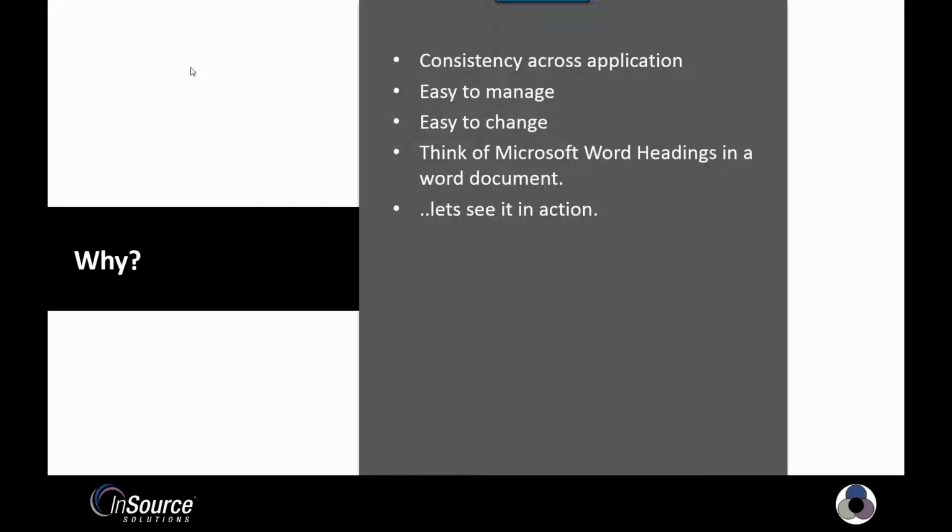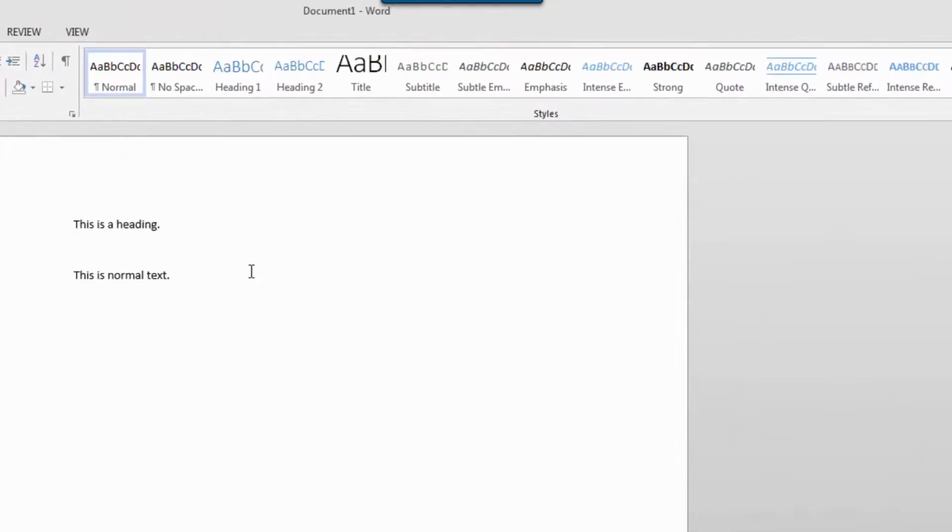So a simple way to think of them is like a Microsoft Word heading in a Microsoft Word document. Let's see what that looks like in Microsoft Word, and then we'll dive in and see what it actually looks like in the Wonderware software. I've built a very simple Microsoft Word document just to illustrate the concept before we go into the Wonderware software. So I've typed the text at the top called "This is a heading."